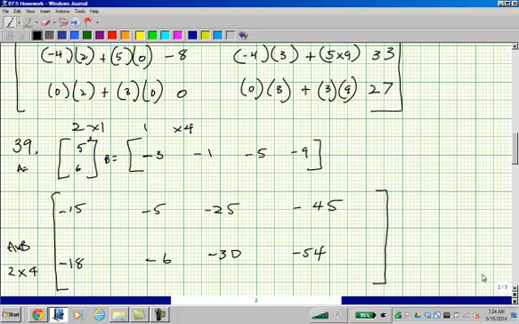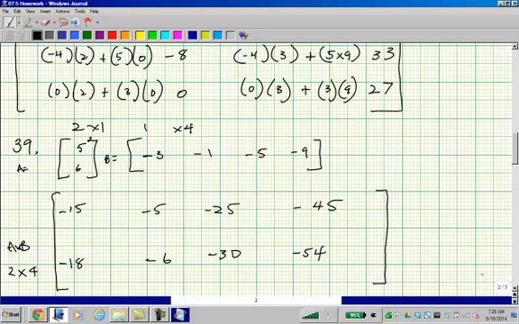Now let's start multiplying. This row times this column, 5 times -3, and that's all there is to the first element in the first row. This row times this column, 5 times -1, -5, that's just one product makes the second element, and so on. 5 times -5, -25, third element, first row. 5 times -9, -45, fourth element in the first row.